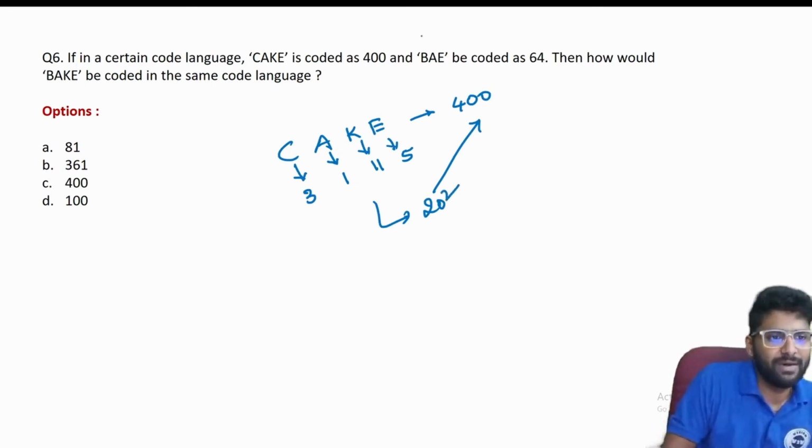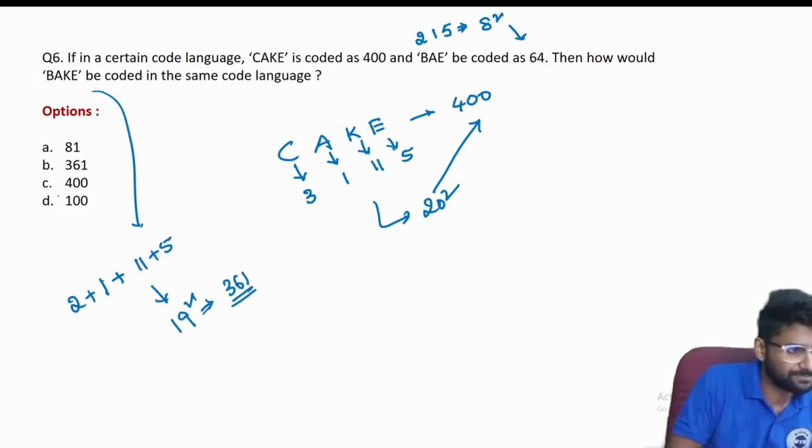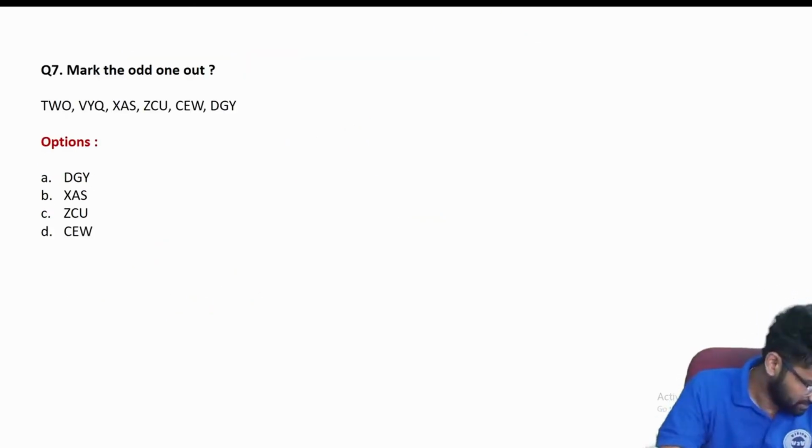In the same way, B is 2, A is 1, E is 5. If you add all these numbers, you will get 8, and 8 squared is equal to 64. Finally, BAKE. Here B is equal to 2, A is equal to 1, K is 11, E is 5. Add all these numbers, and the result is 19. 19 squared is exactly equal to 361. So that's the logic. Move on to the next one.